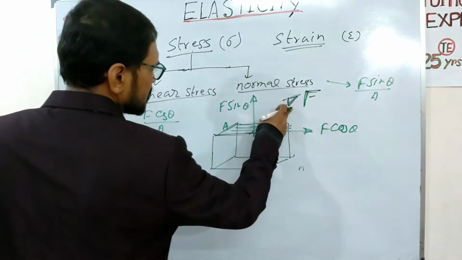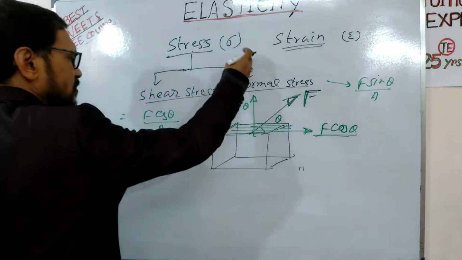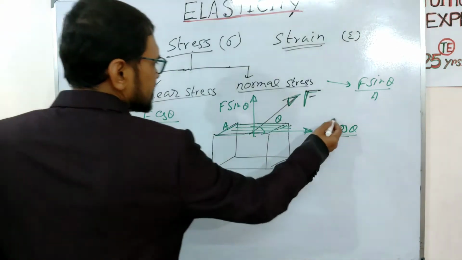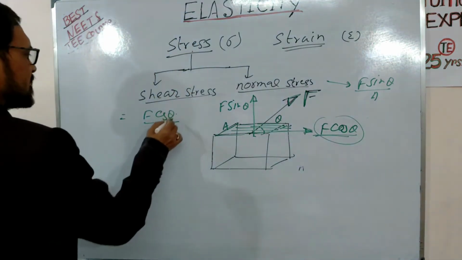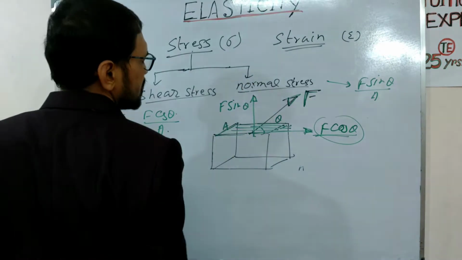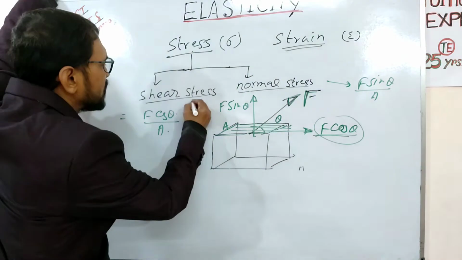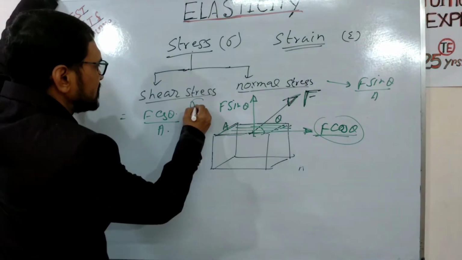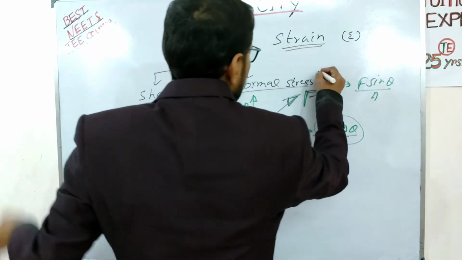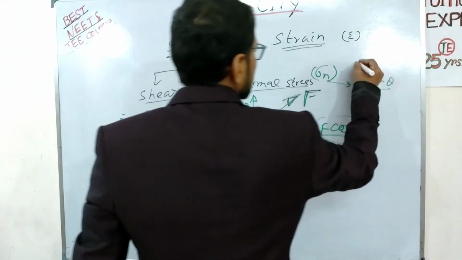Okay, this is a force. The component of the force along the tangent direction is F cos theta, and along the normal is F sin theta. So the tangential force develops the shear stress, that is F cos theta by A, and the normal force develops the normal stress. Now shear stress is denoted by sigma T and normal stress is sigma N, or sometimes it is sigma X and this is sigma Y.